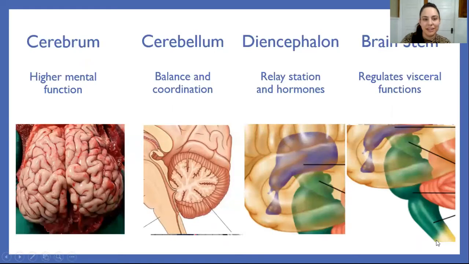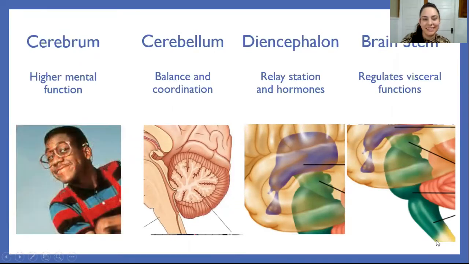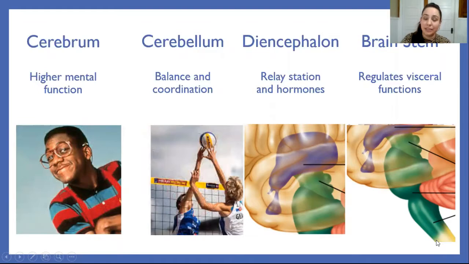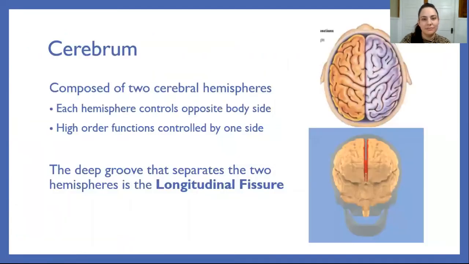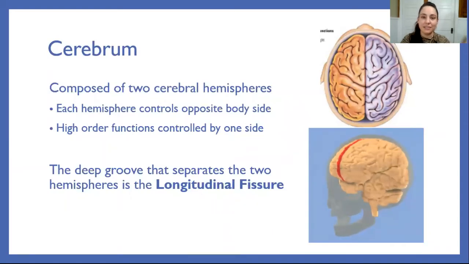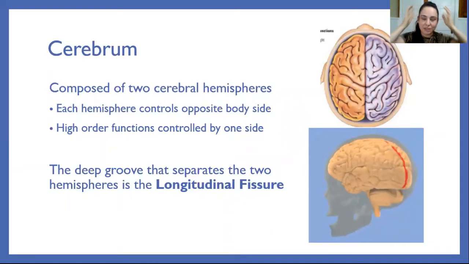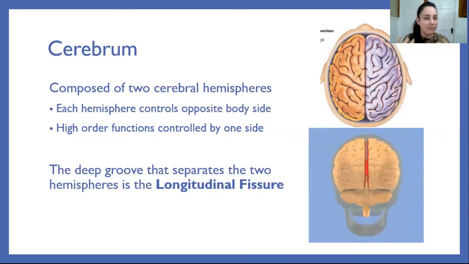We see them right here. Thinking like a nerd, playing volleyball, those hormones, and those autonomic functions like our smooth muscle control. Your cerebrum is going to be that upper portion of the brain, the one that we normally think of whenever we think of a brain.